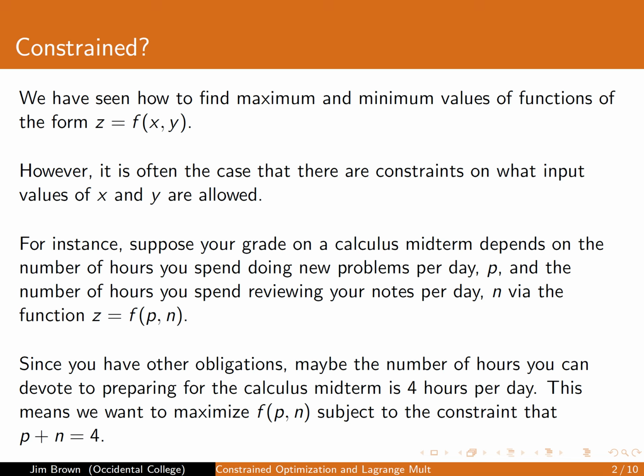And so this means when we want to maximize this function f of P, N and figure out what value of P and what value of N give you the best possible grade, we have a constraint where P plus N has to be equal to 4 because we're going to spend exactly 4 hours. So what we want to be doing is figuring out the maximum value of f of P, N, but any P and N that we can consider for that has to satisfy P plus N equals 4. So this equation, P plus N equals 4, is called our constraint. And it's constraining the possible values for our inputs.